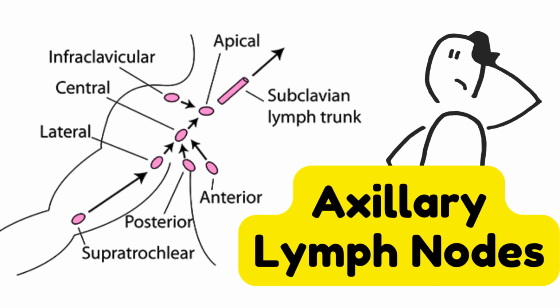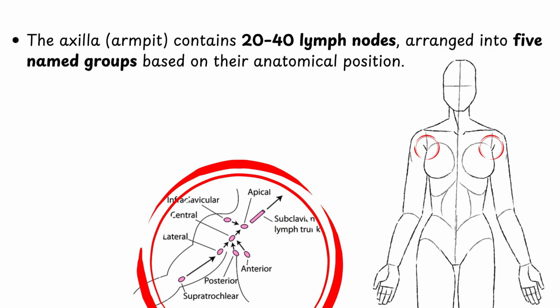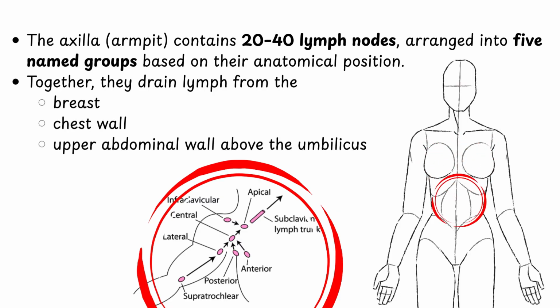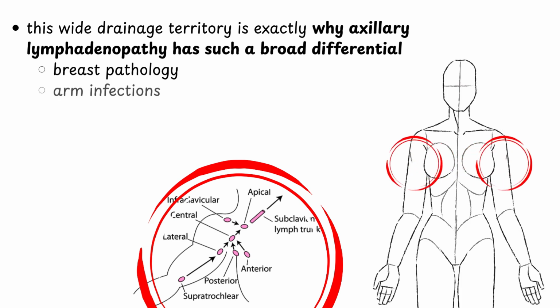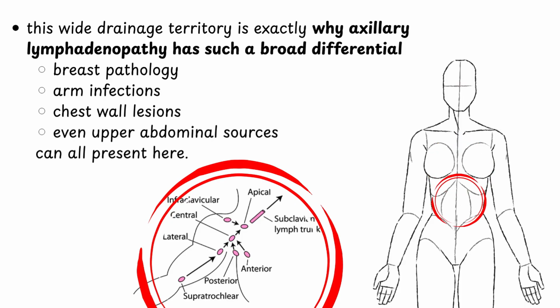The axillary lymph nodes. The axilla, armpit, contains 20 to 40 lymph nodes, arranged into 5 named groups based on their anatomical position. Together, they drain lymph from the breast, chest wall, upper abdominal wall above the umbilicus, and the entire arm. This wide drainage territory is exactly why axillary lymphadenopathy has such a broad differential: breast pathology, arm infections, chest wall lesions, and even upper abdominal sources can all present here.